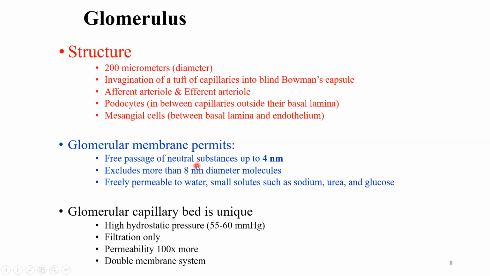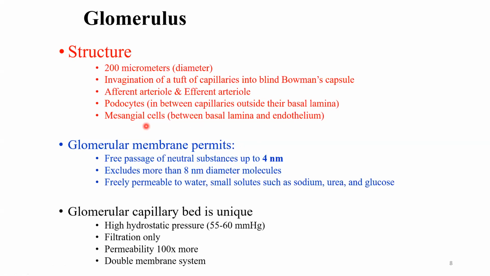Okay, so the glomerular membrane permits free passage for neutral substances. By neutral, we mean electrically neutral substances, for up to 4 nanometers. You may wonder why we stress the neutral electrical status of these molecules. I'm sure you have read somewhere that the basal lamina, the basement membrane, is made up of proteins. It's a thick layer in tissues, and it's negatively charged. The glomerulus is no exception; it's also negatively charged in the glomerulus.